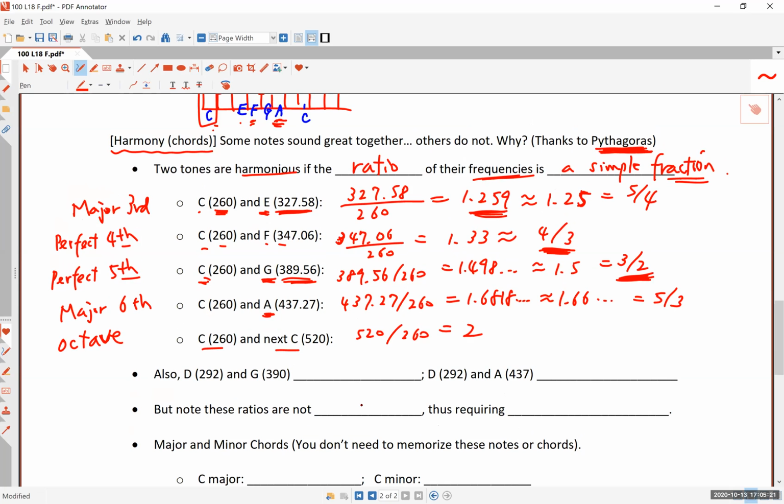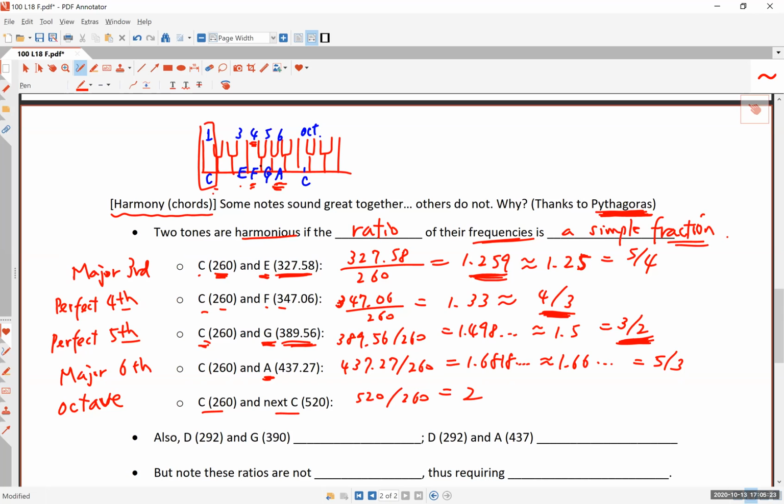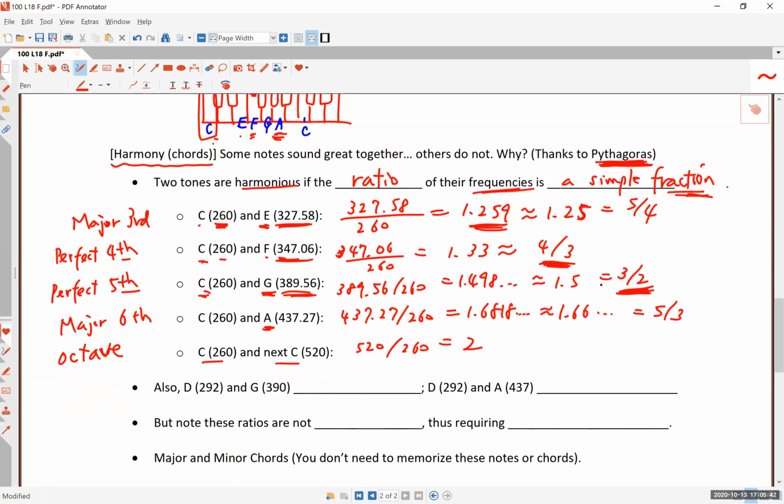If you look at, for instance, C and F sharp, I don't have the number for F sharp here, but if you do C and F sharp, you can find the ratio is nowhere near these simple fractions, okay? And so if you cannot describe a ratio as a number close to a simple fraction, they just don't sound good, okay? And so you can tell that they do not sound good together. Maybe I can demonstrate that for you in just a second.